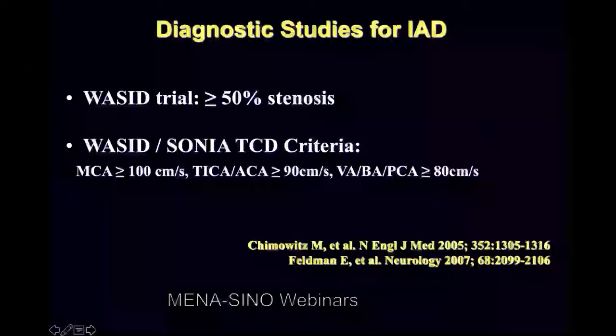Zoom. Okay, good. So now, how do you diagnose stenosis or intracranial disease on TCD? I will go over the WASID criteria. In the WASID trial, they used more than 50% stenosis. And they used the SONIA trial, which provides the SONIA TCD criteria. They used a velocity cutoff of more than 100 centimeters per second for the MCA, 90 centimeters per second for the terminal ICA and ACA, and 80 centimeters per second for the vertebral and basilar arteries.